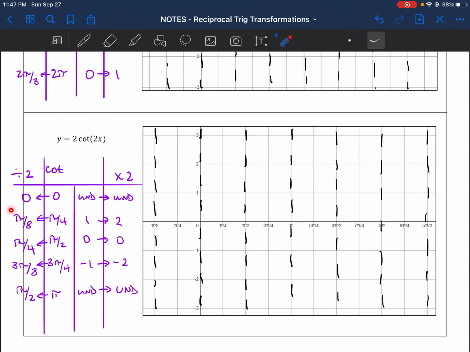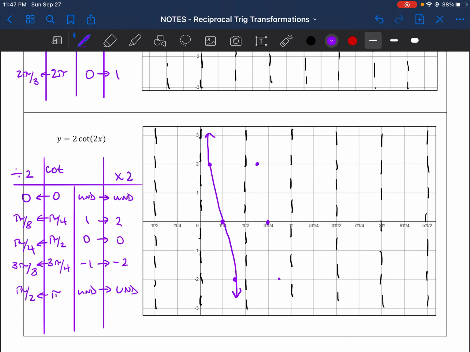So at pi over 8, and pi over 8 is going to be right here, halfway between 0 and pi over 4, the y value is at 2. At pi over 4, the y value is at 0. At 3 pi over 8, which is going to be here between pi over 4 and pi over 2, we are at negative 2. And then at pi over 2, we're back at undefined. So we can see that we have that shape right there.